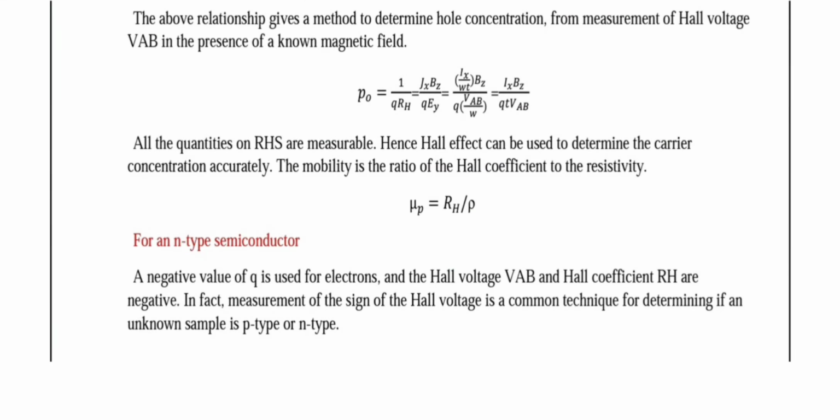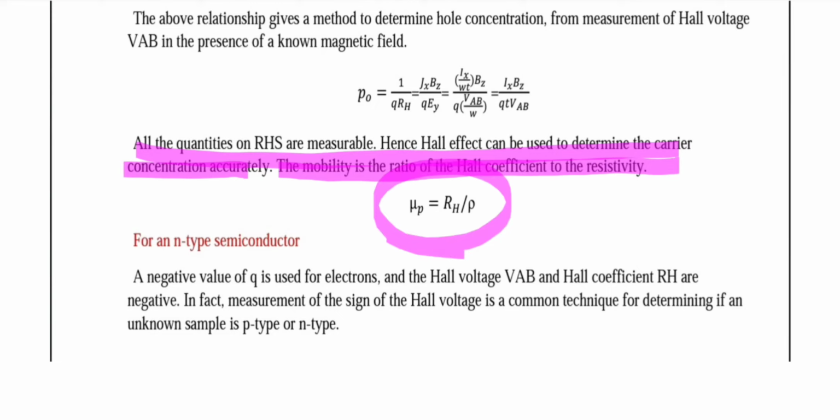The above relationship gives a method to determine hole concentration from the measurement of Hall voltage VAB in the presence of a magnetic field. In the same way, p0, the concentration of holes, is given by Ix into Bz by Qt VAB, where VAB is the Hall voltage. All the quantities on the right hand side are measurable. Hence, the Hall effect can be used to determine the carrier concentration accurately. This is the first application. The second one is that mobility can also be found out. Mobility is nothing but the ratio of Hall coefficient to resistivity. So the mobility of electron or hole also can be found out.